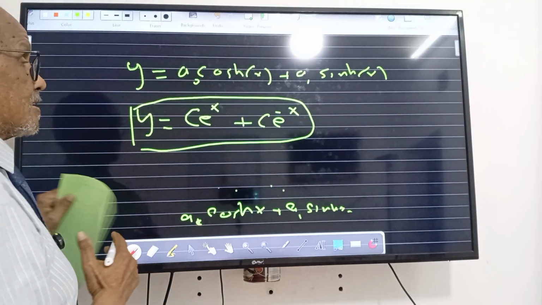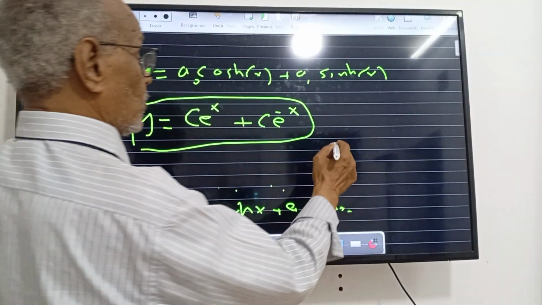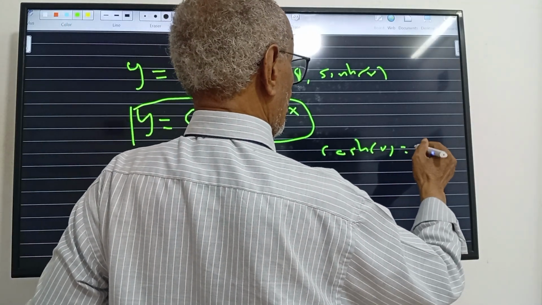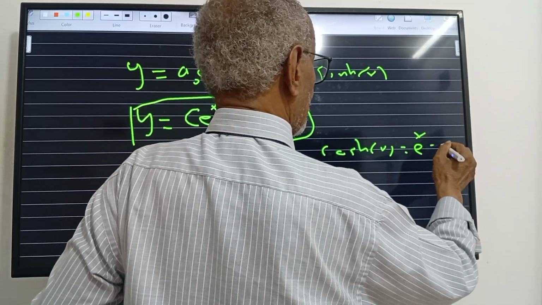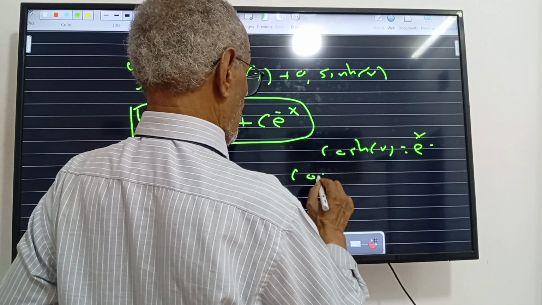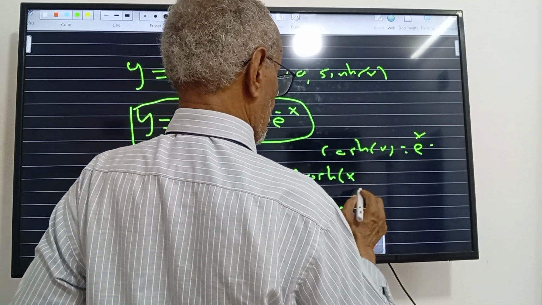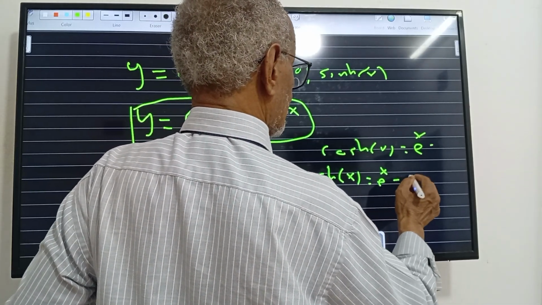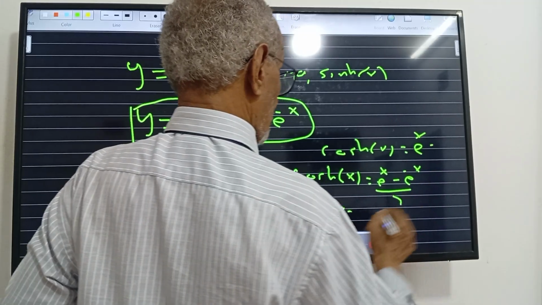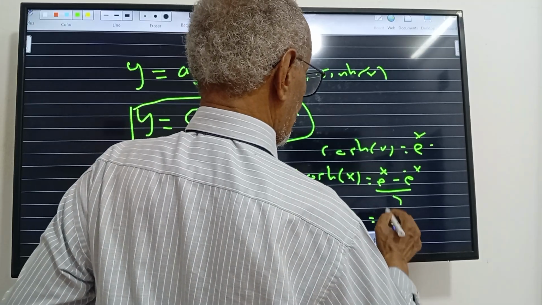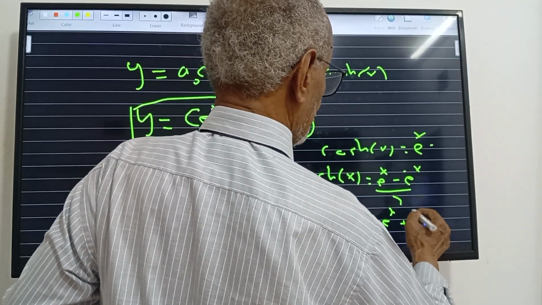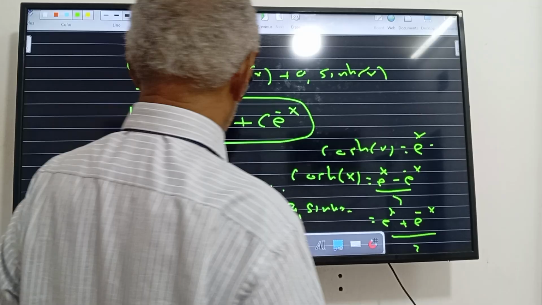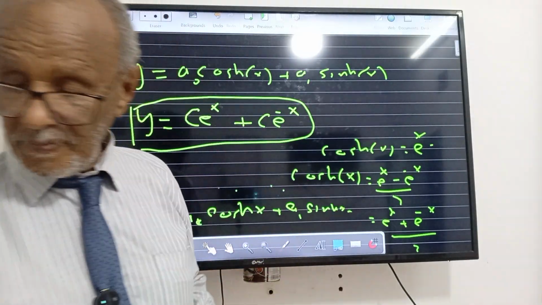So it can be written like this. Because cosh x would be equal to e to the power x plus e to the power minus x over 2. And sinh x equals e to the power x minus e to the power minus x over 2.